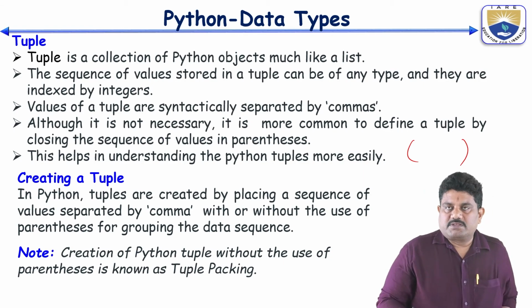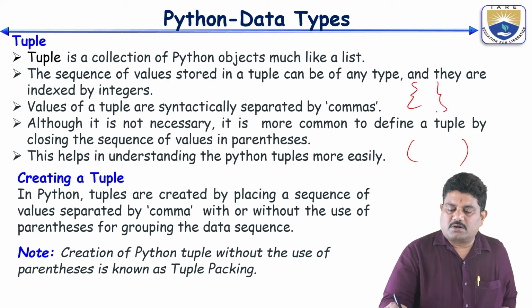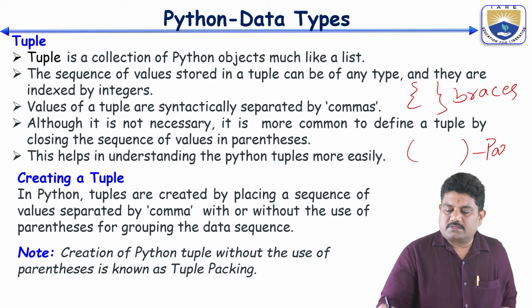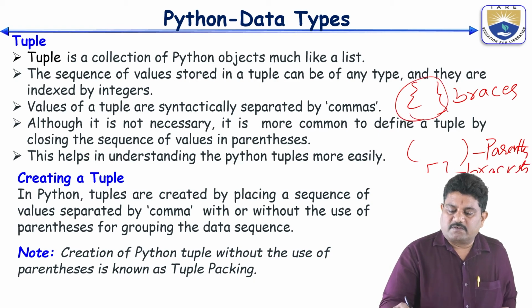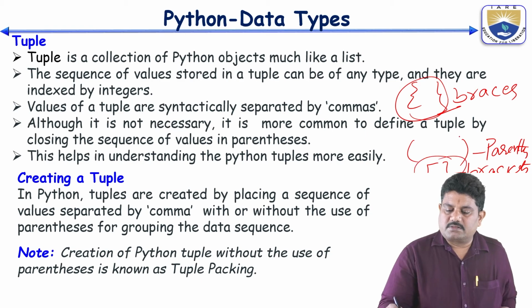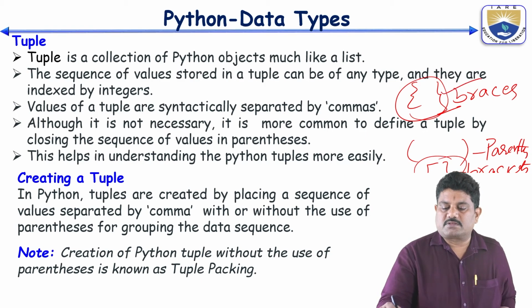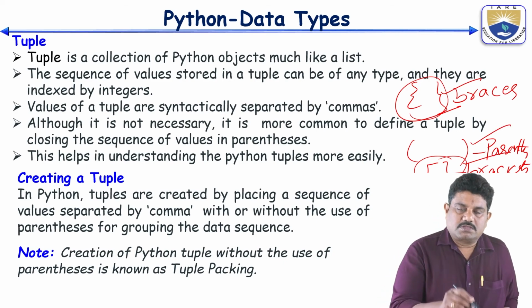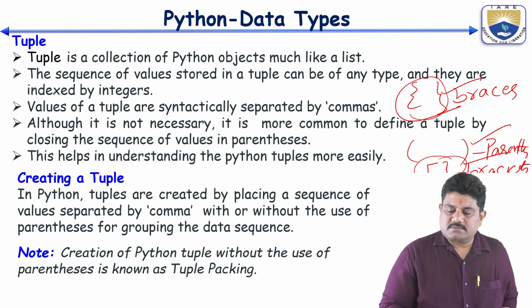So in programming languages, generally we use three types of brackets. First one is this one, this is called braces. This is called parentheses, and this is called brackets. Okay, don't call them flower brackets. These are the square brackets. All have different names. So tuples use parentheses. Lists use brackets.